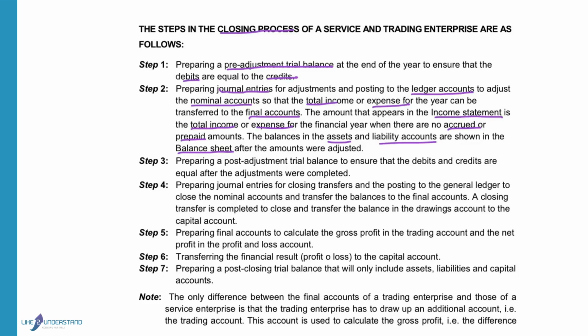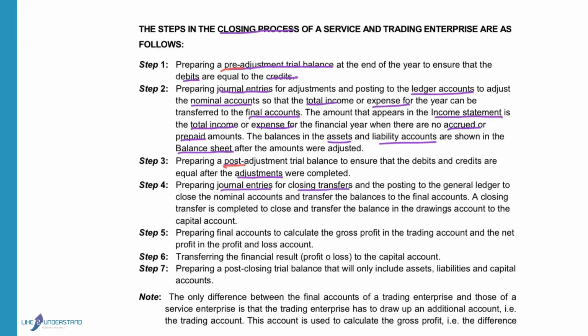After you recorded all these adjustments, you will prepare a post-adjustment trial balance. Post is after the adjustments, to ensure that the debits and credits are equal after the adjustments were completed. So before you do the adjustments, you prepare a pre-adjustment trial balance. After you completed the adjustments, you prepare a post-adjustment trial balance. Then you will prepare journal entries for closing transfers.